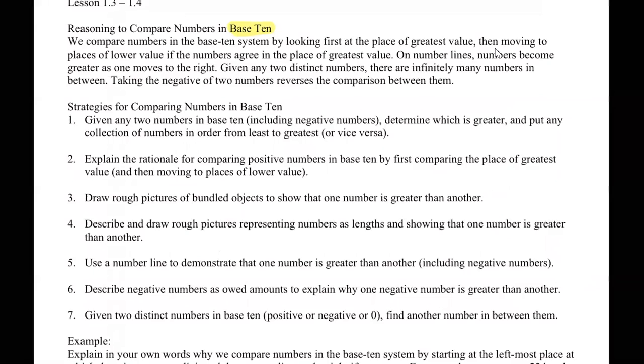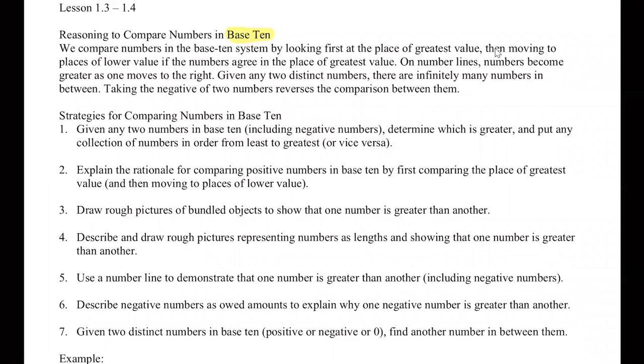So I'll read the blurb here. We compare numbers in the base 10 system by looking at the first place of the greatest value, then moving to places of lower value if the numbers agree in the place of the greater value. So it's basically start on the left and work to the right. On number lines, numbers become greater as one moves to the right. Given any 2 distinct numbers, there are infinitely many numbers in between. So taking the negative of 2 numbers reverses the comparison between them.